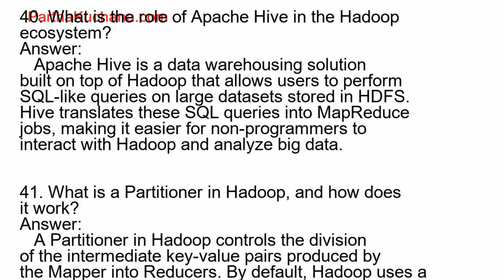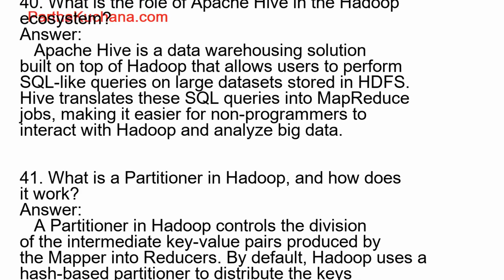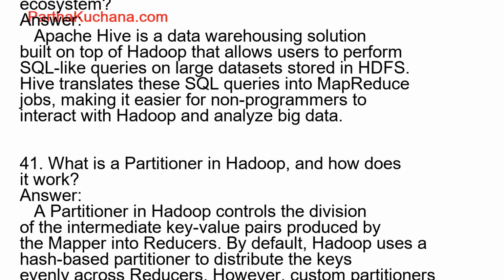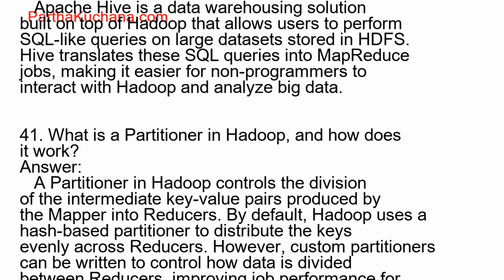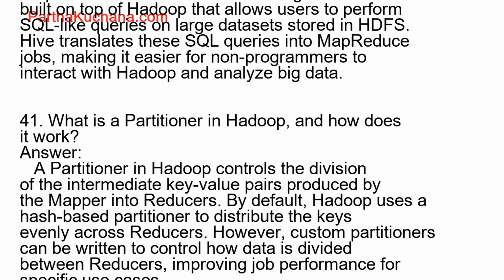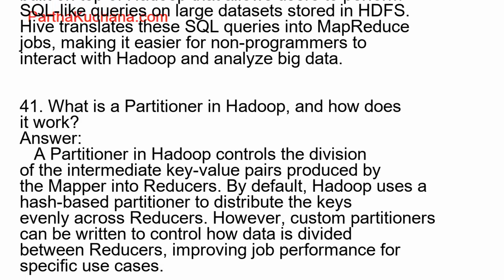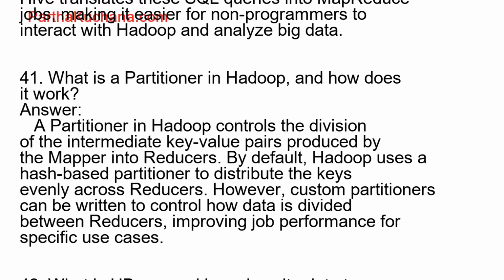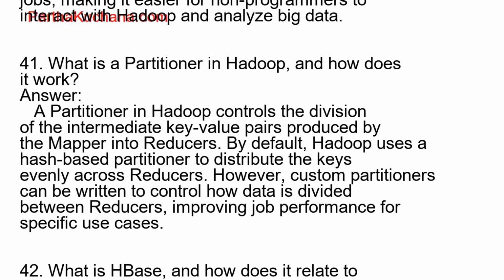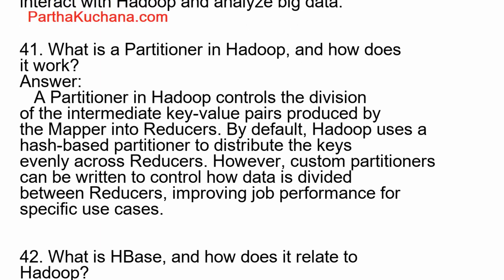43. How does Hadoop support compression, and what are the benefits? Answer. Hadoop supports various compression codecs like gzip, bzip2, LZO, and Snappy. Compression reduces the size of the data being stored and transferred, resulting in lower storage costs and faster data transfer between nodes. It also helps in reducing the I/O overhead during MapReduce operations.